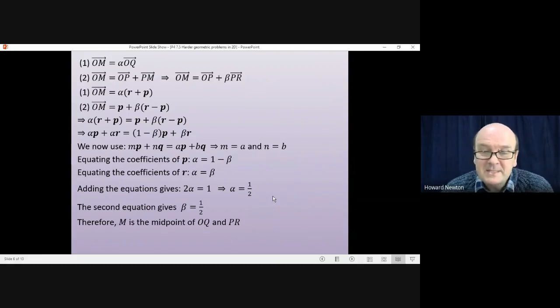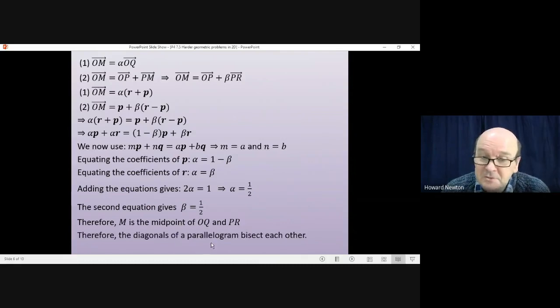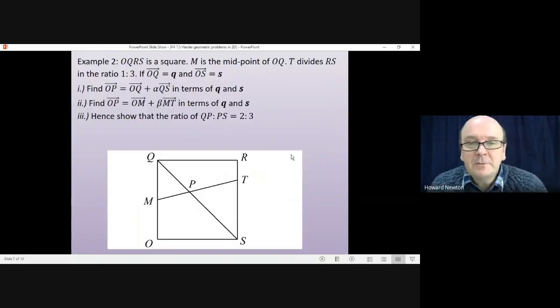Therefore, M is the midpoint of OQ and it's the midpoint of PR. And therefore, the diagonals of a parallelogram do bisect each other. Okay, example 2 is a little bit more confusing, but it uses exactly the same ideas.